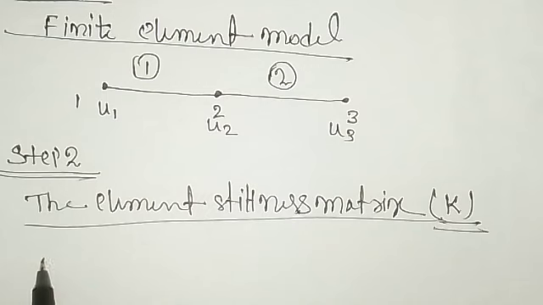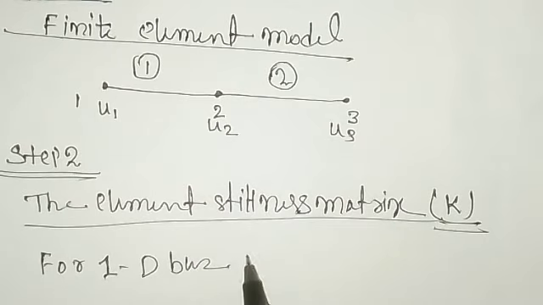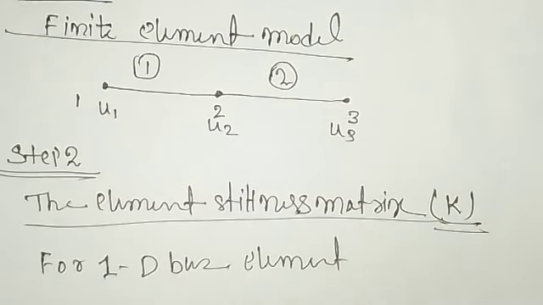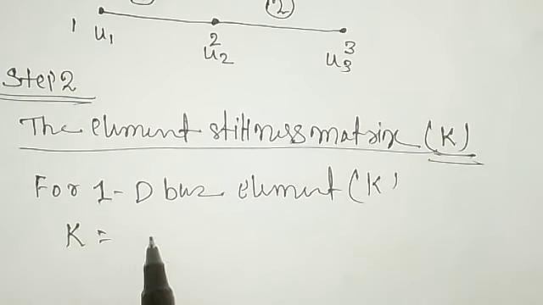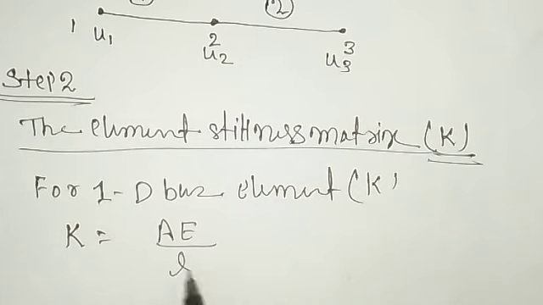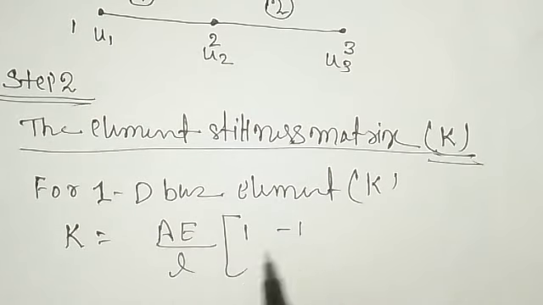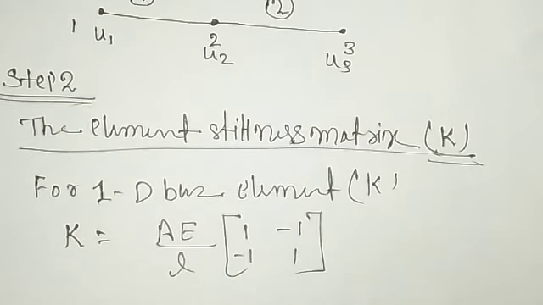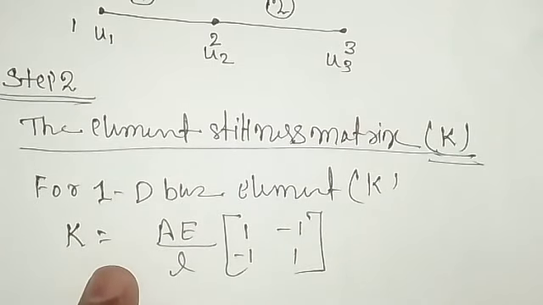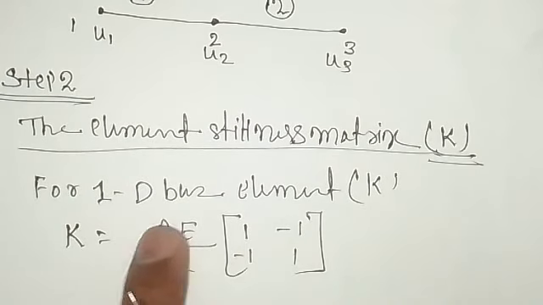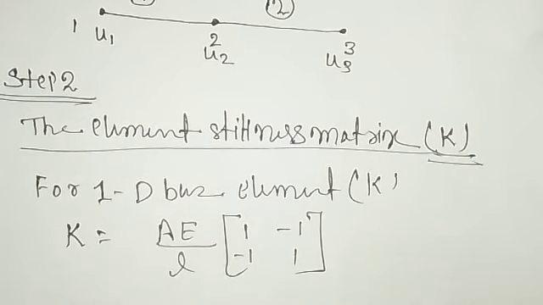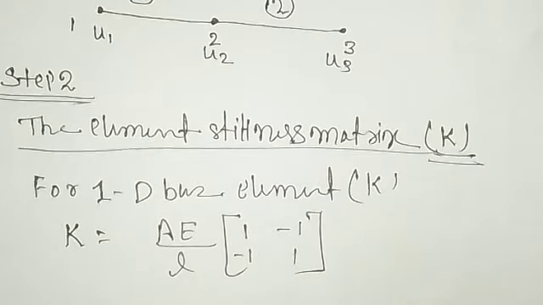For a one-dimensional bar element, the stiffness matrix K is equal to AE by L times [1 -1; -1 1]. This is the formula for the stiffness matrix of a one-dimensional bar element. A is the area of the element, E is the Young's modulus and L is the length. Then we will find the stiffness matrix for element 1 and element 2.